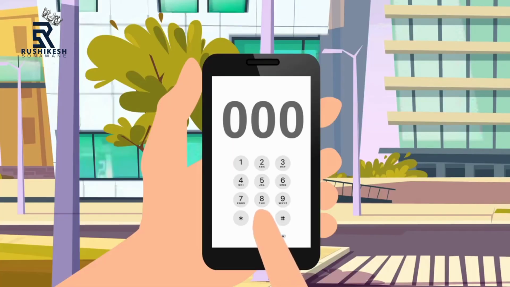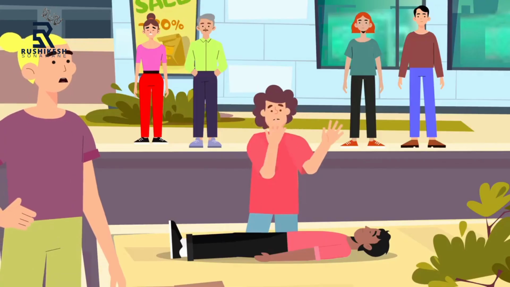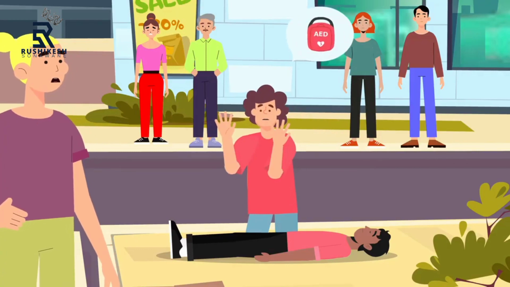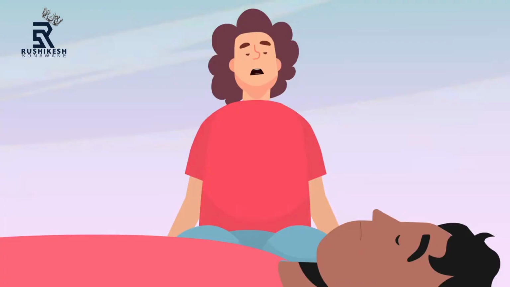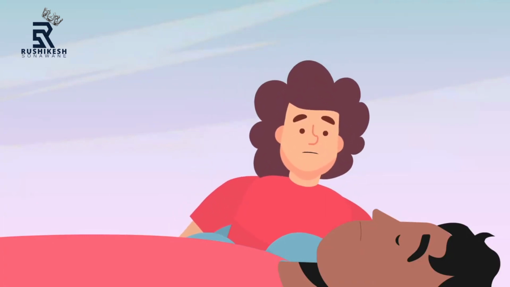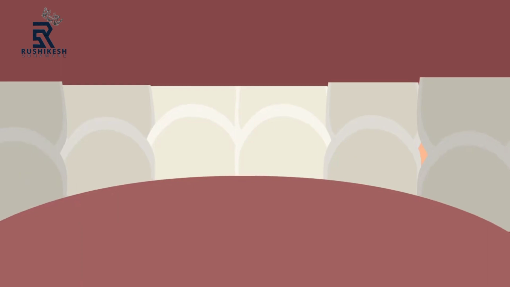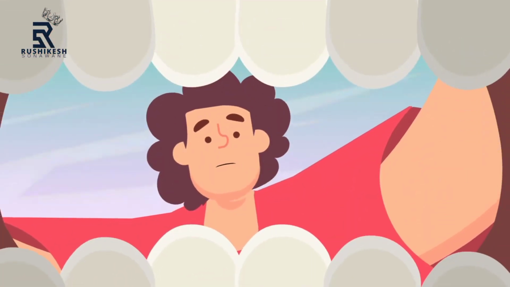Call 000. Ask any bystanders for help, and send for a defibrillator if one is available. While waiting for the paramedics to arrive, move on to the airway. Is the person's airway clear? You need to check their airway by opening their mouth and having a look inside.